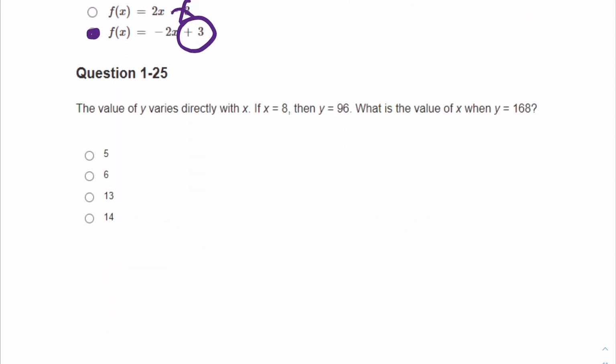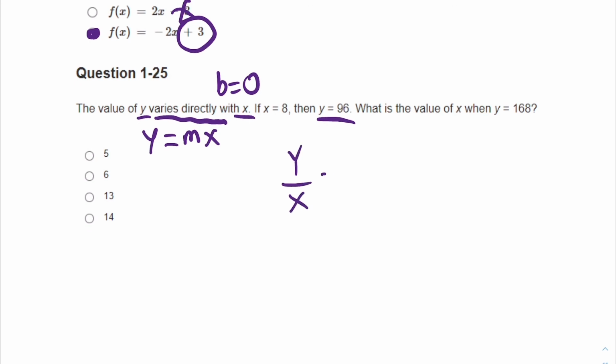Here's the last question. Varies directly. That means b equals 0, and it means y, whatever goes first is first, equals whatever comes next, x. But there's still going to be a slope. So let's take the y and divide it by x, and that's going to give us our slope.